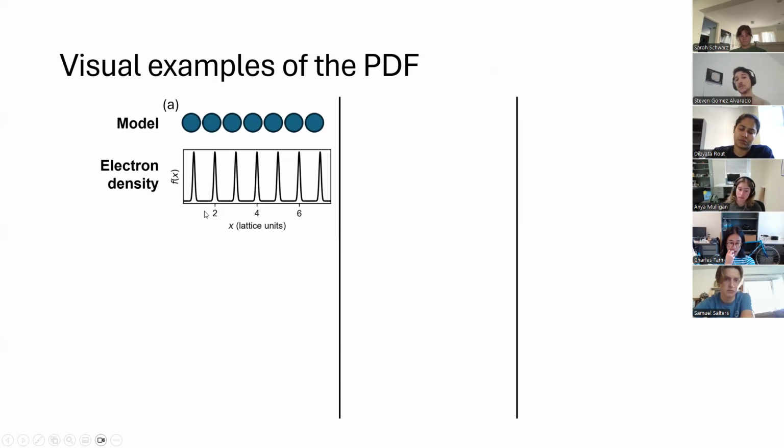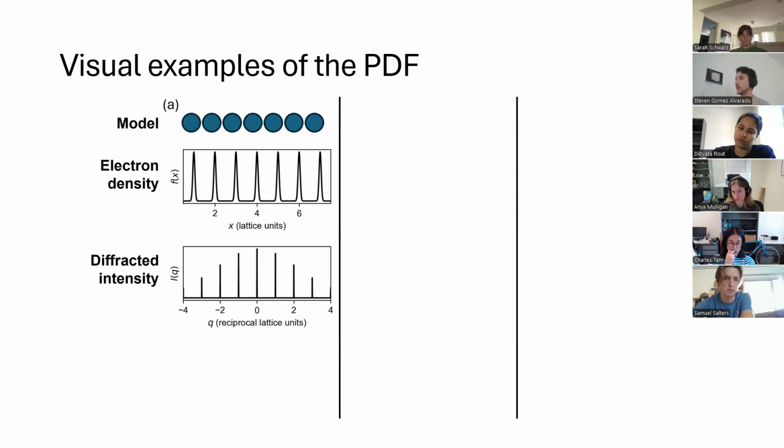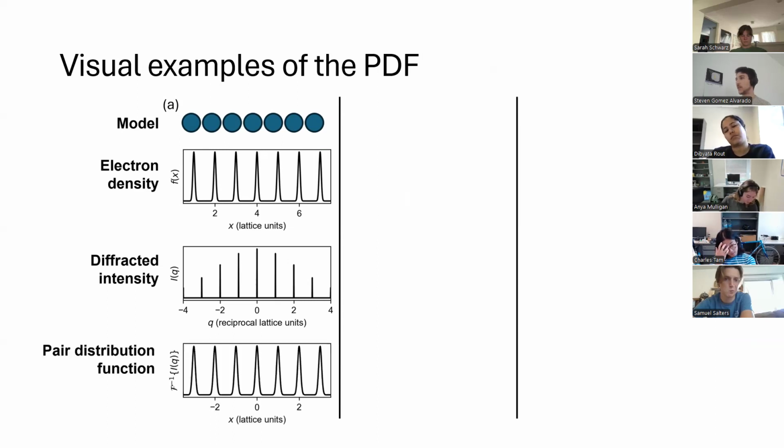Now, if I take a Fourier transform of that and square the amplitude, I'll get my diffraction pattern. So that's what's here. This is a calculated version of the Fourier transform squared of this. And this is what you might get out of a diffraction experiment. And then if you wanted to take the inverse Fourier transform of that to get back that pair distribution function, you would get something that looks like this, which is remarkably similar to the real space picture that we started with of the actual crystal.